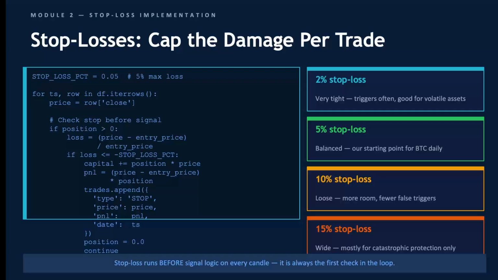It is balanced and it cuts meaningful losses without overtrading. At 10%, you are giving the trade more room to breathe, fewer false stops, but you are accepting larger drawdowns when it does hit. And at 15%, you are essentially only protecting against catastrophic moves. It rarely triggers, so you need to be confident in your entries before using this. The right stop loss percentage depends on the volatility of the asset and the time frame. For BTC on a daily time frame, a 5% stop is tight but reasonable. You can test different levels using the same backtest engine and compare Sharpe ratios across them.